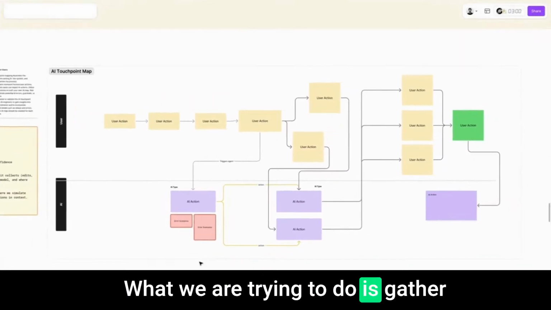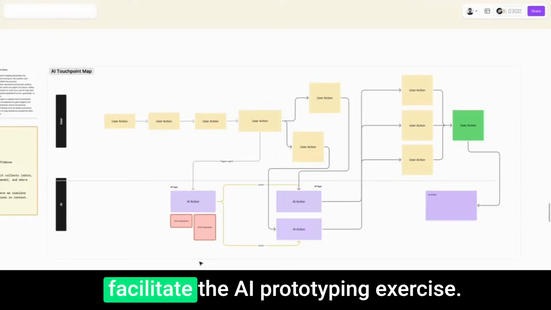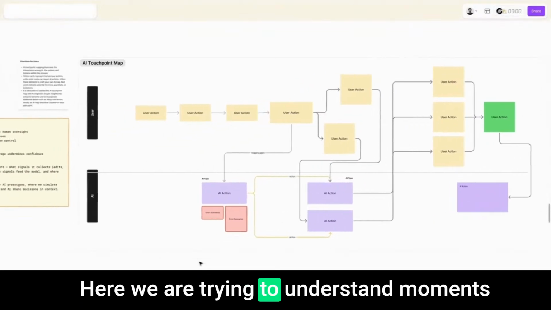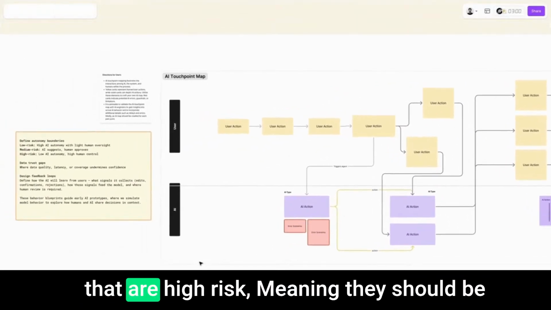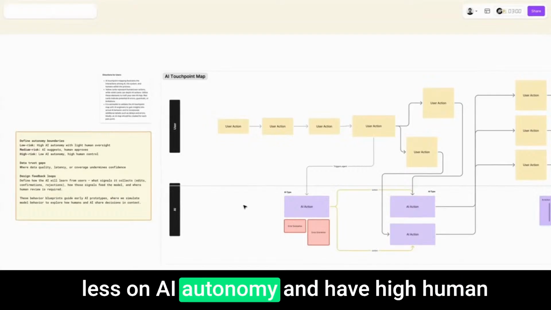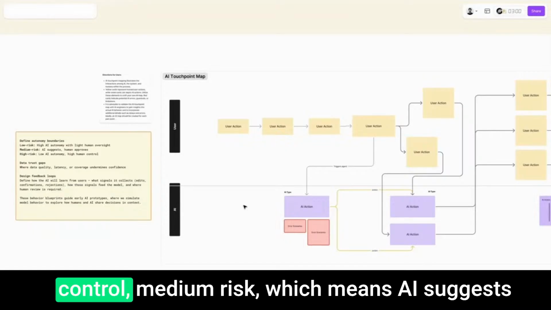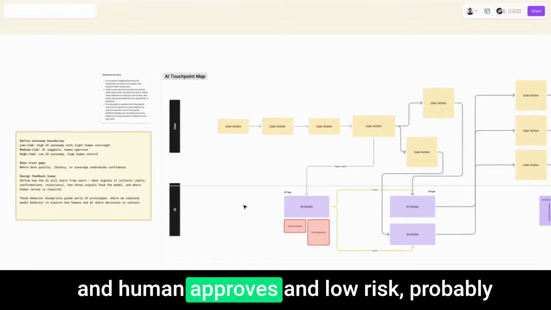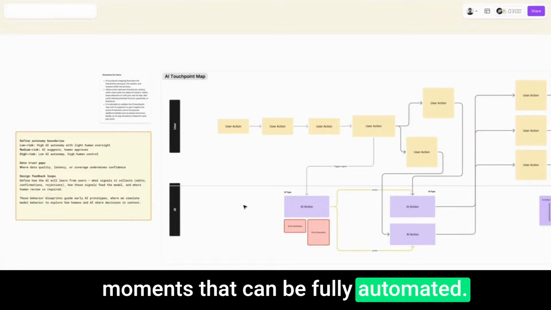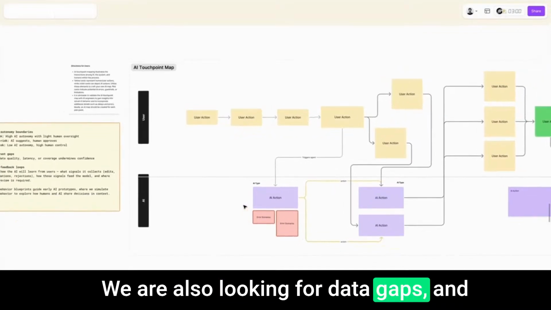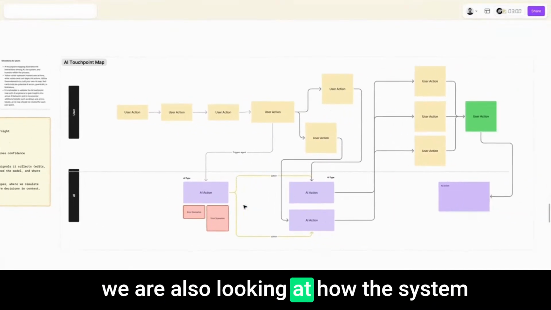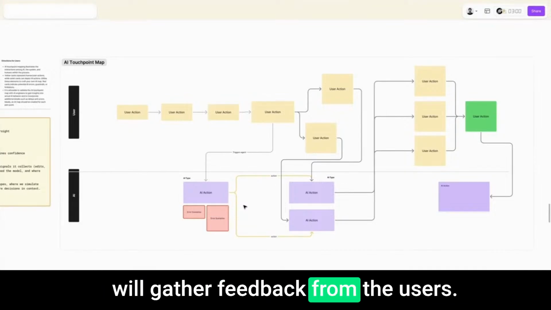What we are trying to do is gather enough information to help us facilitate the AI prototyping exercise. Here we are trying to understand moments that are high risk, meaning they should be less on AI autonomy and have high human control. Medium risk, which means AI suggests and human approves. And low risk, probably moments that can be fully automated. We're also looking for data gaps, and we're also looking at how the system will gather feedback from the users.